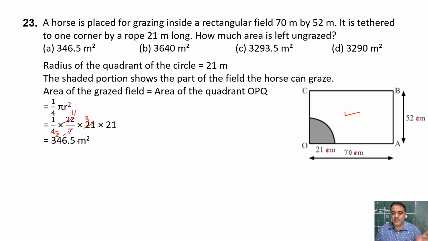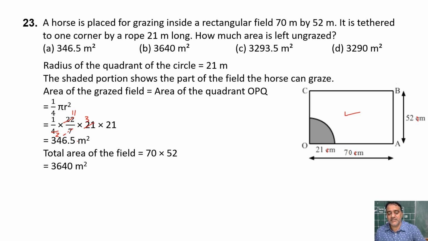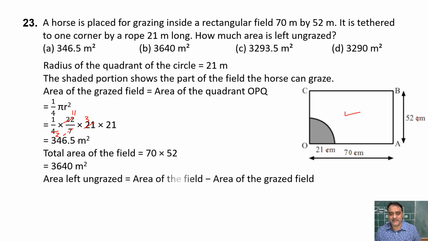Yes, sir. Now the total field is the area of the rectangle, that is 70 into 52. So 70 into 52 is 3640 meters square. Now subtract 346.5 from it, you will get the ungrazed part. If you subtract, you will get 3293.5 meters square. So which option is the correct one? Option C.